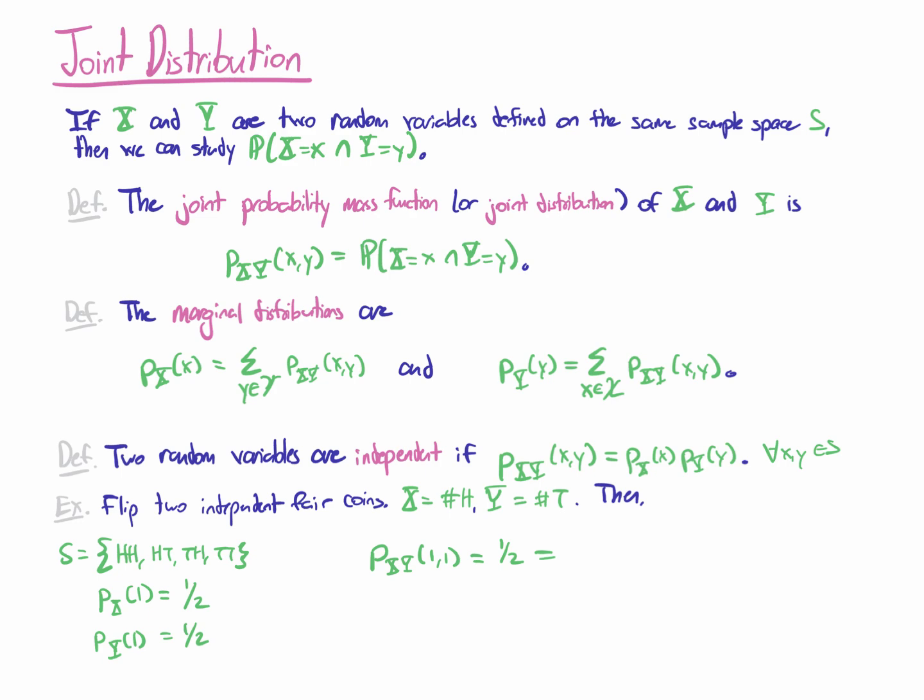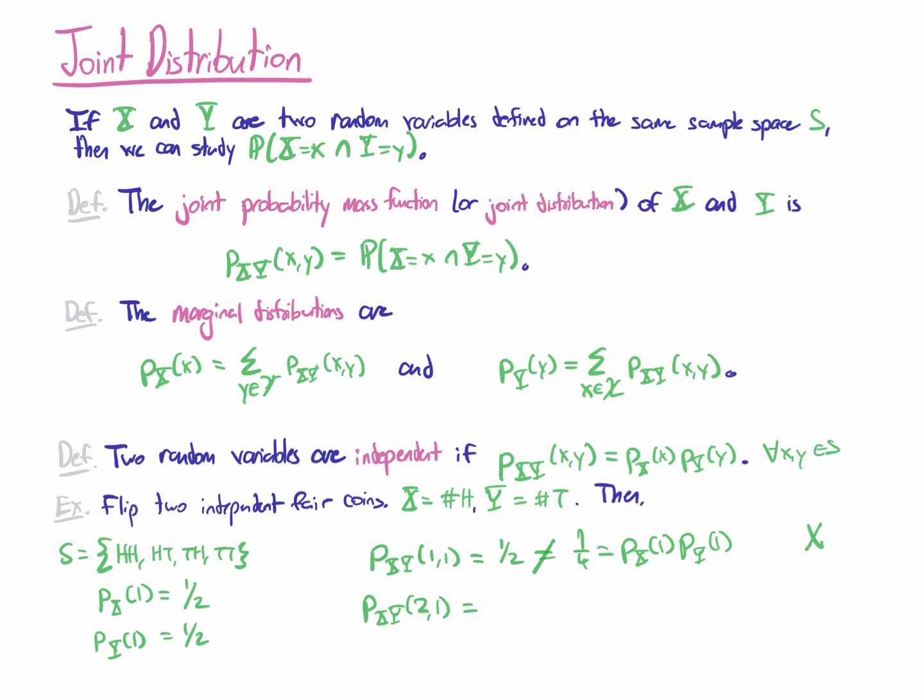So indeed, here I see, okay, this is not equal to 1/4, which is the product of the marginal probabilities for x and y. So this shows us that these two random variables are not independent. Intuitively, one random variable depends on the other. If I tell you I got a lot of heads, that leaves less room for me to also get a lot of tails.